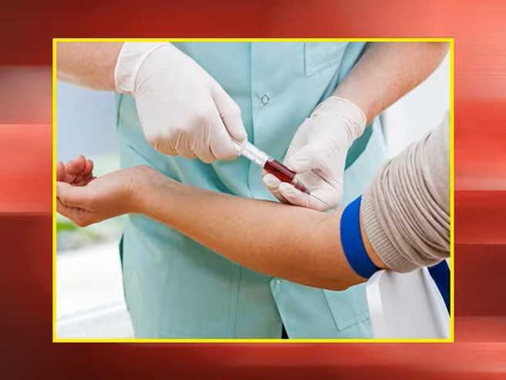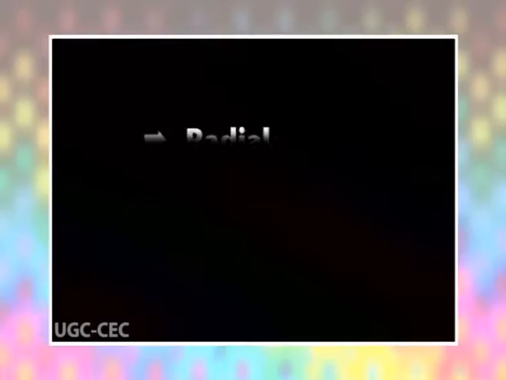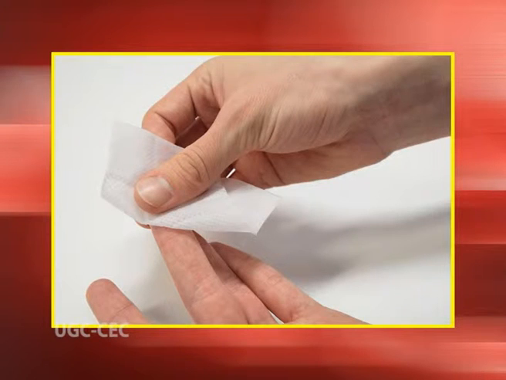Now let's have a discussion about how do we collect the blood. Venous blood is collected usually from antecubital vein or some other prominent veins of the forearm under aseptic conditions. Arterial blood is required rarely. This may be collected from radial, brachial, femoral artery. Capillary blood may be collected from the tip of the thumb or finger or from the earlobe.